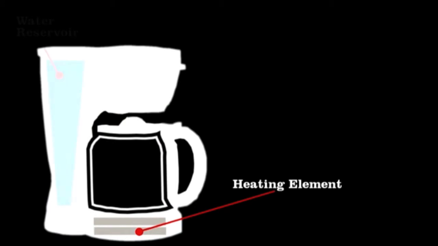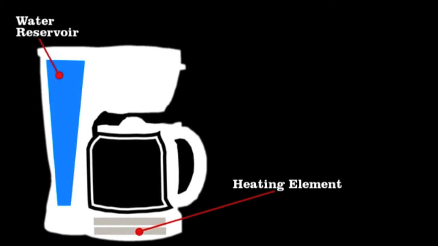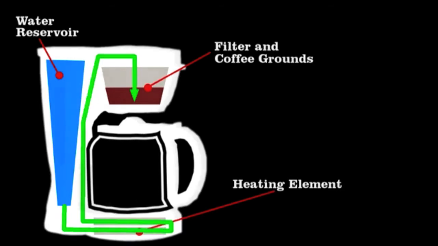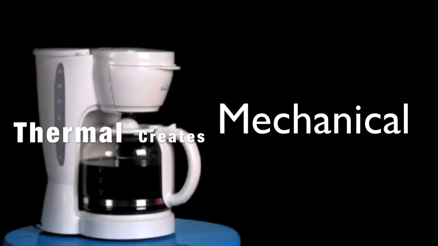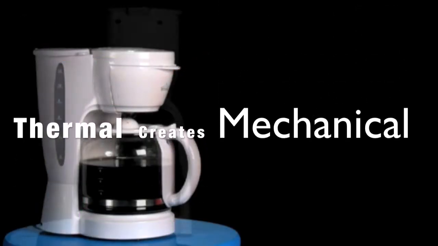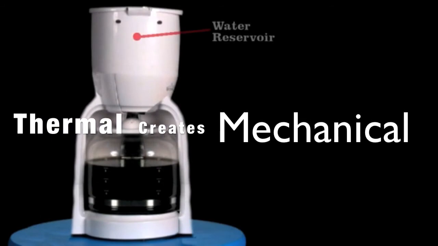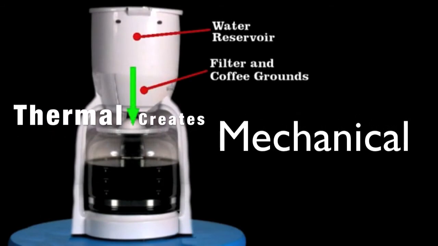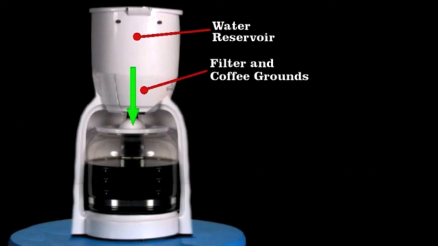As the water heats, it wants to expand. Running from the bottom of the coffee maker is some metal tubing. As the water expands, it begins to push its way up the tubing. Here, thermal energy creates mechanical energy by moving the water up the tubing. The water in the coffee maker was full of potential energy. As it becomes kinetic, it works against gravity.